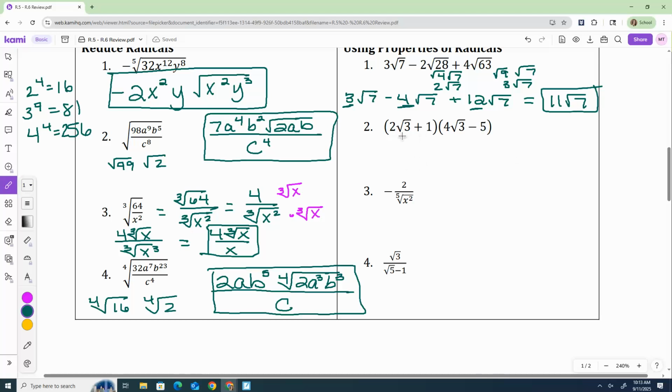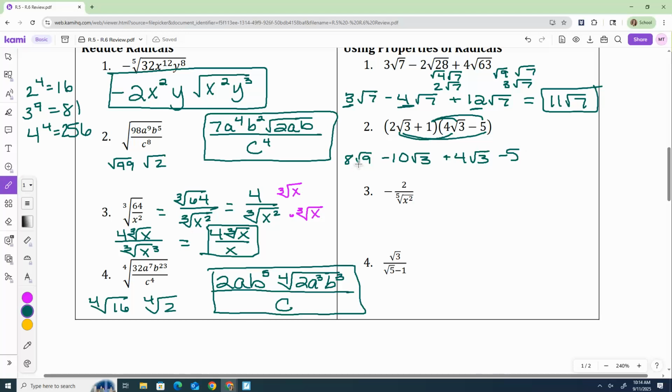How do we multiply with these radicals? Yep, we just FOIL everything out. Any number outside the radical gets multiplied together, the numbers under get multiplied together. 8 radical 9 minus 10 radical 3 plus 4 radical 3 minus 5.